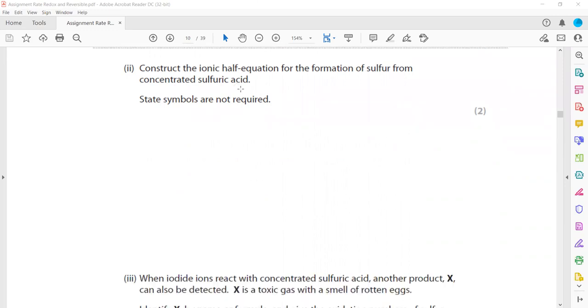Then construct the ionic half equation for the formation of sulfur from sulfuric acid. Now we have to construct this equation and they give you the reactant and product. So sulfuric acid is there. What is the formula for sulfuric acid? Sulfuric acid is H2SO4. And as a result, what does it form? It forms sulfur. Now, as we already discussed, if we want to write a balanced equation, what we do: if we want to balance oxygen, we add water molecules. On the left hand side, I have 4 oxygen, so how many water molecules should I add? I will add 4 water molecules. So 4 H2O I added on the right hand side.